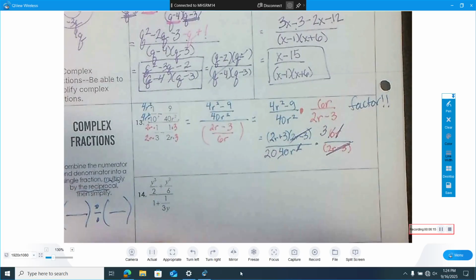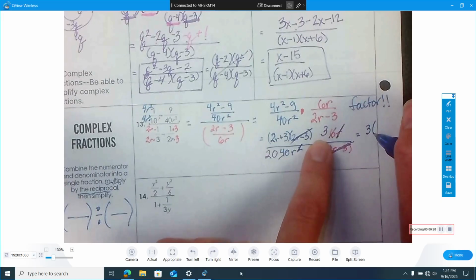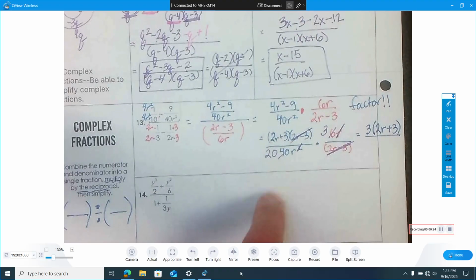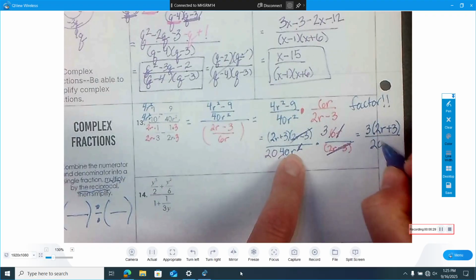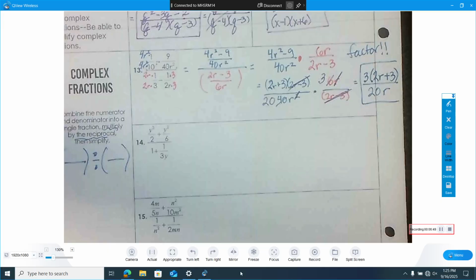And now I can write my answer, which I believe is going to be 3 times the quantity 2r plus 3 over 20r. And that is fine. And I would leave it factored. I know someone said, can I distribute the 3? You can, but really, we can see so much later on just in factored form. It's a lot easier to leave it factored. Okay. All right. We're going to go one more here, hopefully.